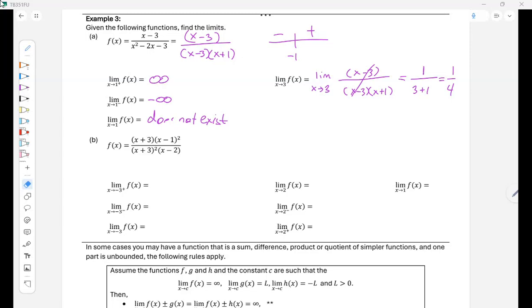Okay, we're going to pick up where we left off. We have another rational function, polynomial in the numerator, polynomial in the denominator. This one's already factored for us. So we're going to take a look at what happens here.